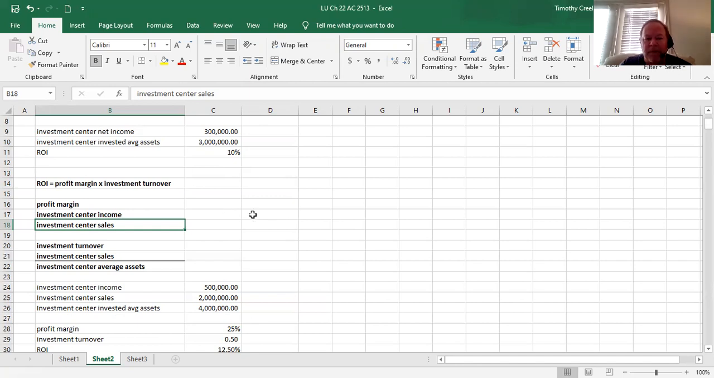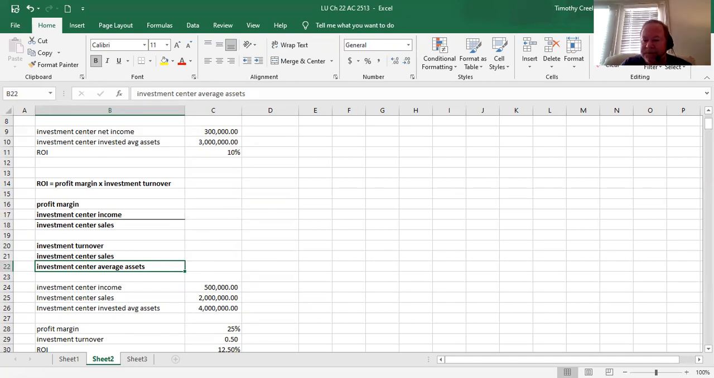That's profit margin. And then the other part would be investment turnover: investment center sales divided by investment center average assets. So investment turnover looks at how well are you using your assets to generate sales? So another way to look at ROI is profit margin times investment turnover.